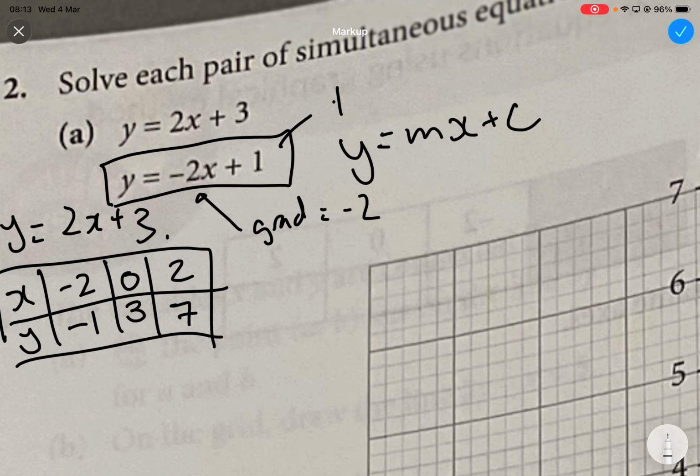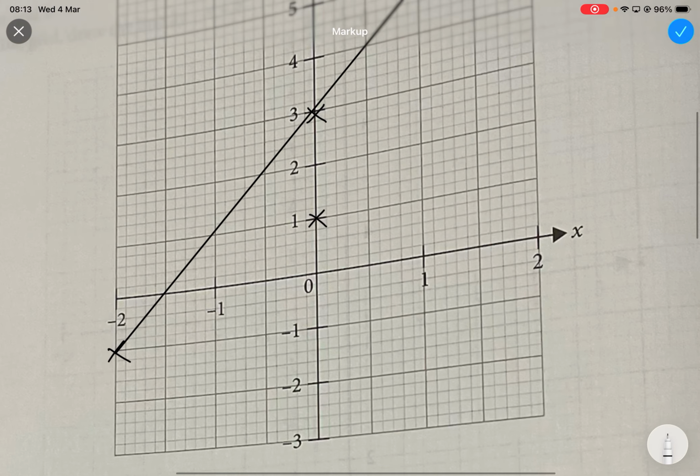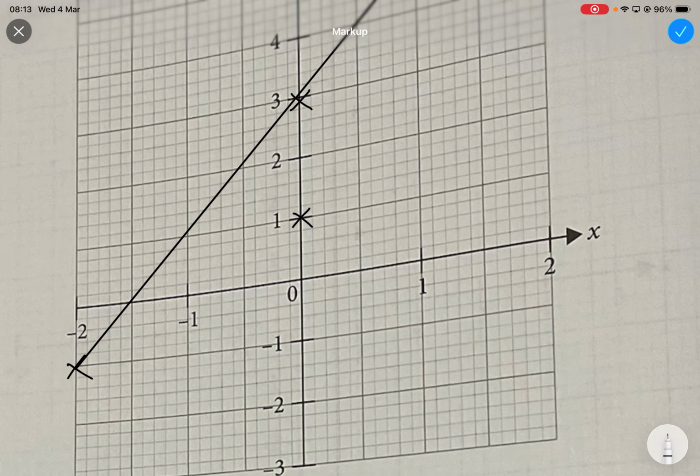Gradient negative 2 means it slopes up or slopes down. Down. So you know your line is going to look like this. Okay? And moving by how much? Every one step to the right, it will move down 2 steps. Every one step I move, it will go down by 2 again.